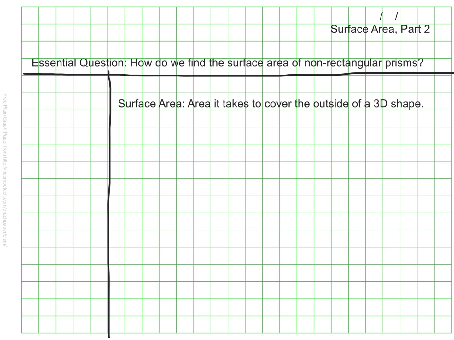We already know that surface area is the area it takes to cover around the outside of a 3D shape. However, up until this point, we have only calculated surface areas of rectangular prisms. So right now we're going to look at finding the surface area of non-rectangular prisms. Specifically, we'll look at triangular prisms as well as pyramids. And while we won't specifically cover cylinders in this video, it would also work for cylinders, something that we'll see a little bit later when we circle back and find how to work with circles.